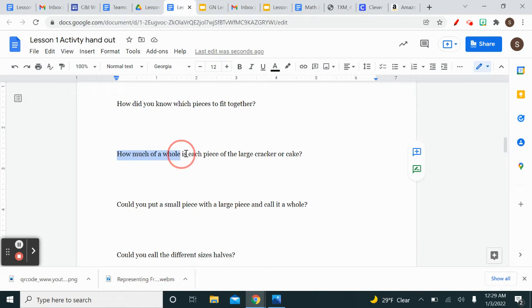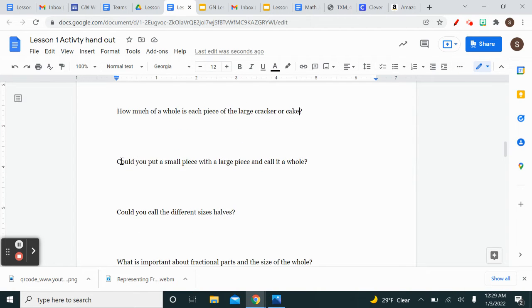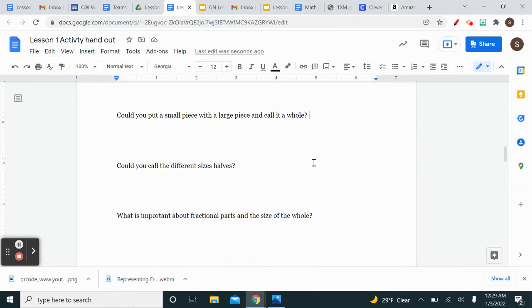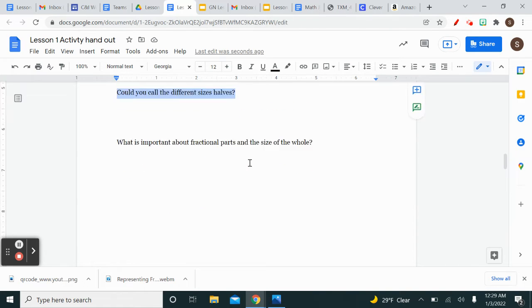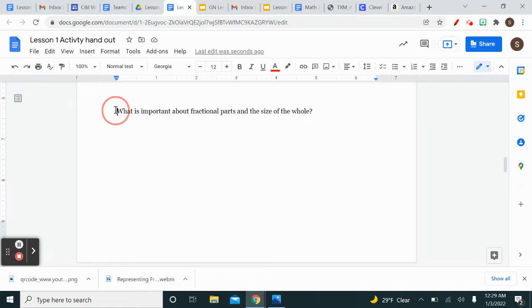How much of a whole is each piece of the larger cracker or cake? Could you put a small piece with a large piece and call it a whole? Could you call the different sizes halves? What is important about fractional parts and the size of the whole?